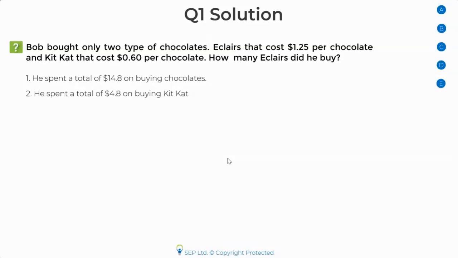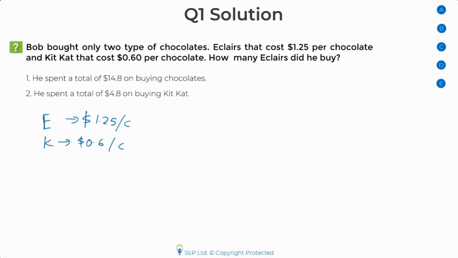So what I do is I start writing down small stuff. I'll say, okay, I have eclairs, and the cost of the eclair is $1.25 per chocolate. And Kit Kat is $0.6 per chocolate. Okay, I need to find out how many eclairs he bought. Notice in the question, I've been given the price of each chocolate, and I've been asked how many eclairs he bought. This is a typical kind of question you'll come across in the exam, where you'll be given the cost and asked to find the quantity.